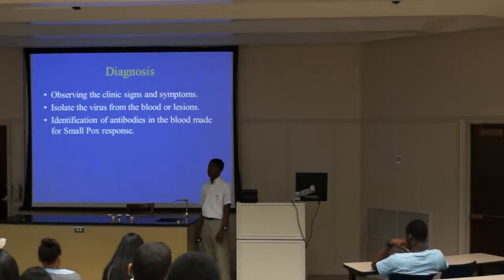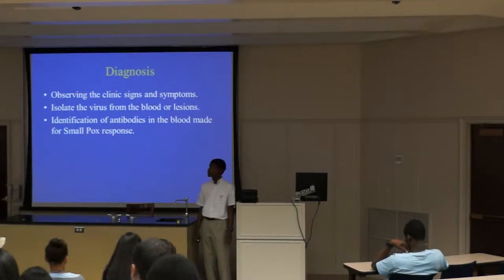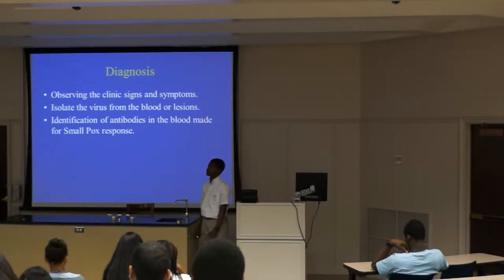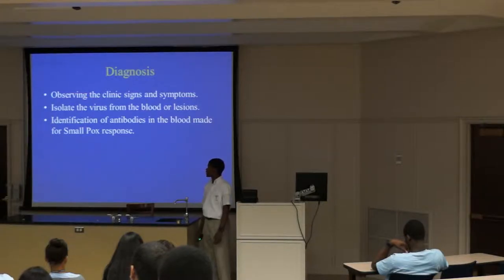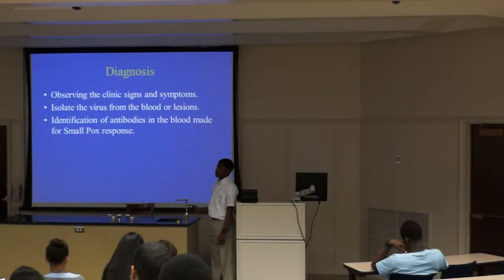Diagnosis. There are three main ways you can diagnose smallpox. One is to observe the clinical signs and symptoms of smallpox. The second is to isolate the virus from the blood or lesions. And the last one is to identify antibodies that the body is making and see if those are typical antibodies in response to smallpox.